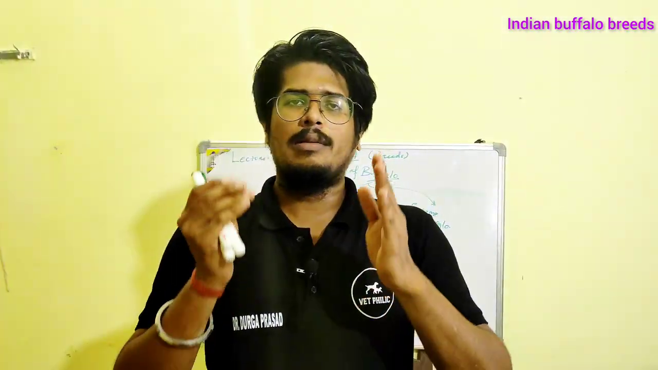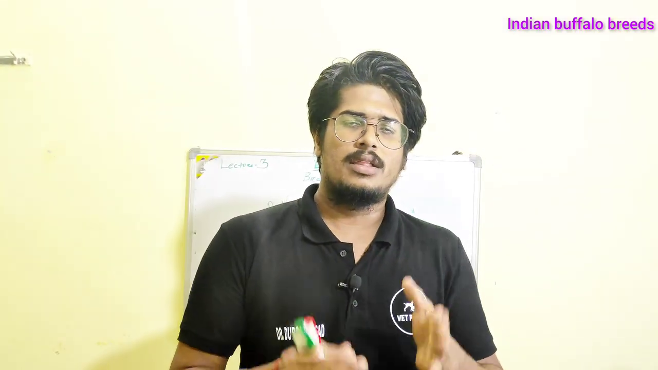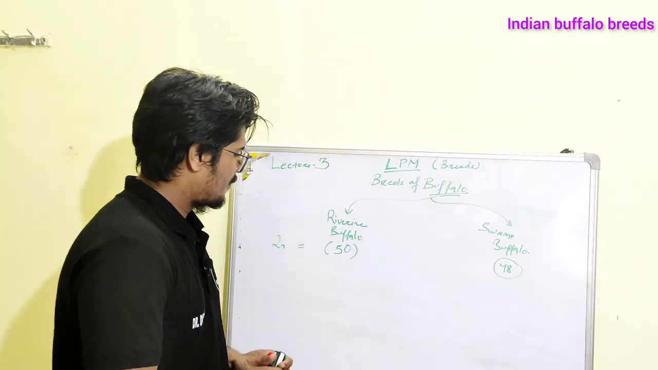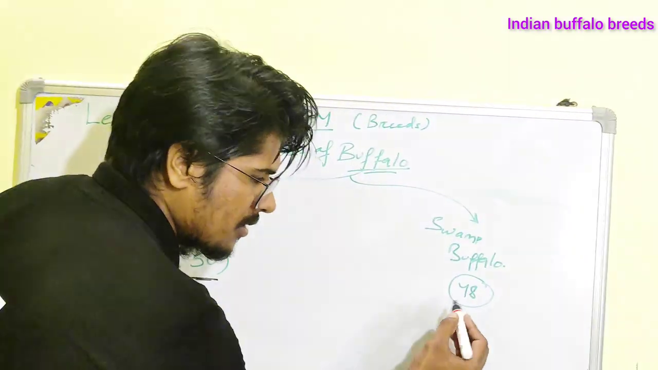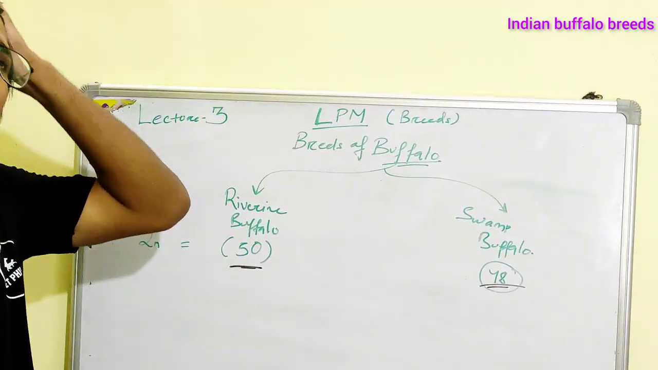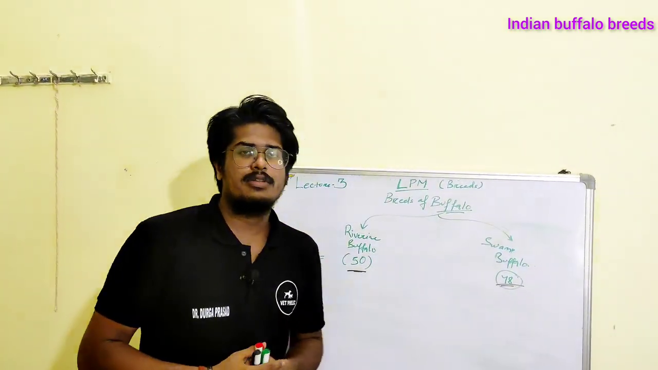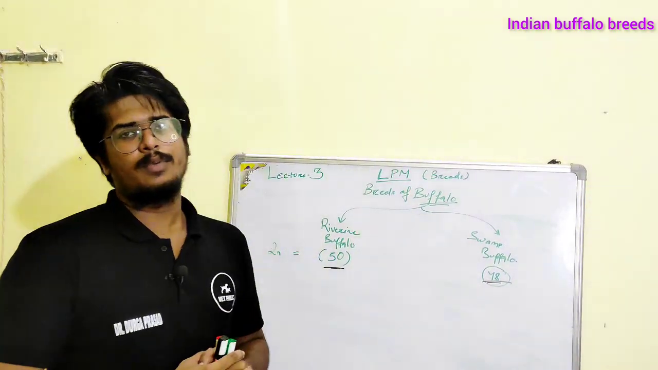In this class, we will briefly study the breeds of buffaloes. There are two types of buffalo: one is riverine buffalo, another is swampy buffalo. Riverine buffalo means Bubalus bubalis that have the chromosome number of 50. Swampy buffalo, Bubalus carabanensis, has a chromosome number of 48. Majorly in India, we find the riverine buffalo and a very small number of swampy buffalo. And we will study the breeds of riverine as well as swampy buffalo.